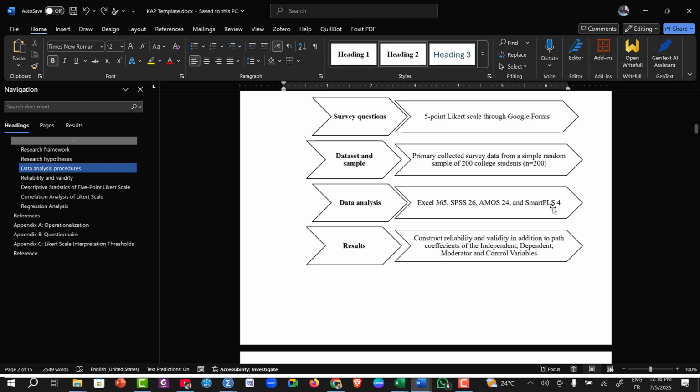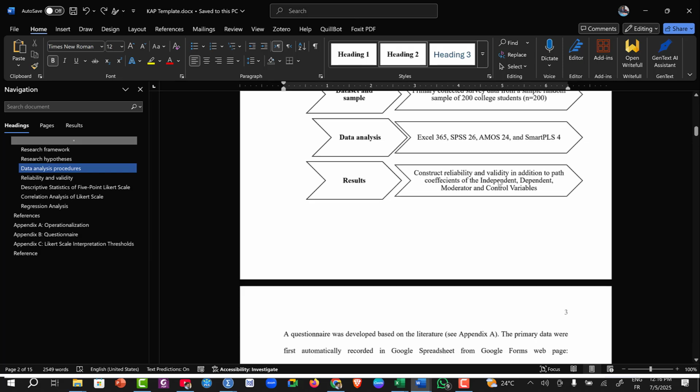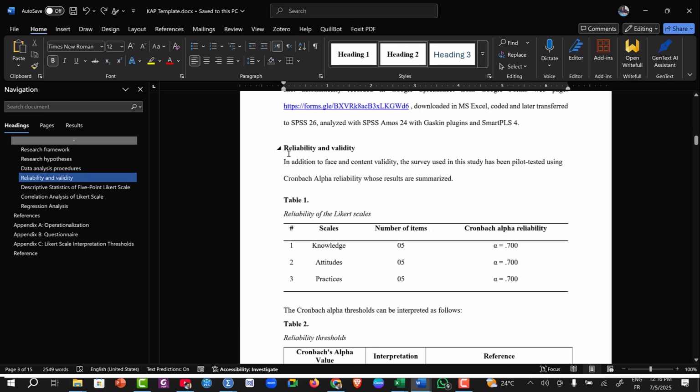So for the results, we have construct reliability and validity, in addition to path coefficients of independent, dependent, and moderator variables. Sometimes we have control variables like age, gender, income, residency, etc. So after that, we investigate the reliability and validity.